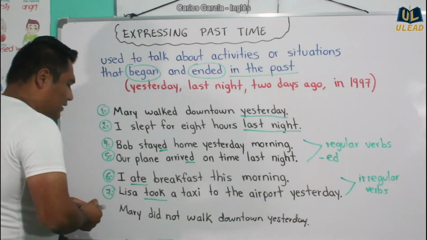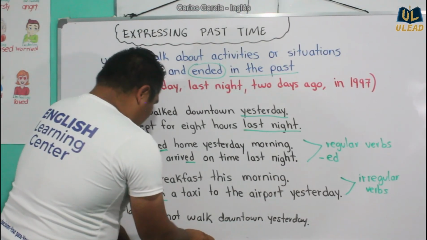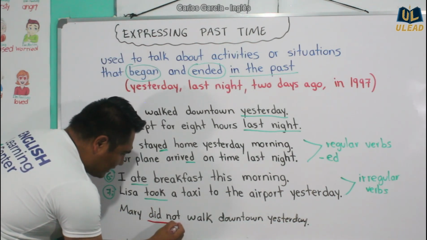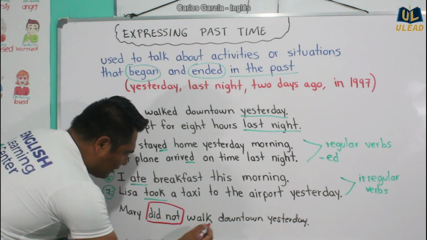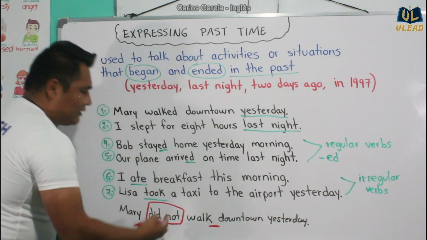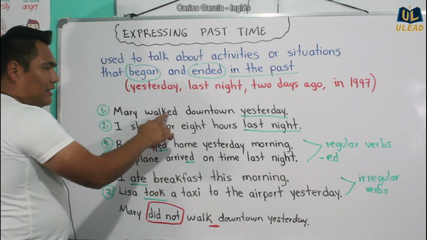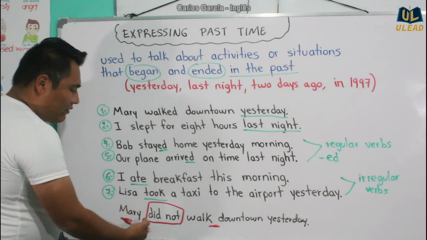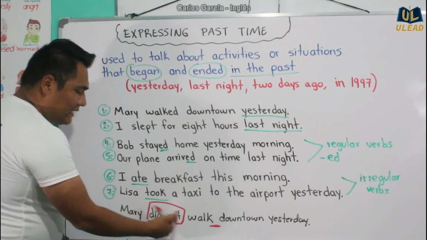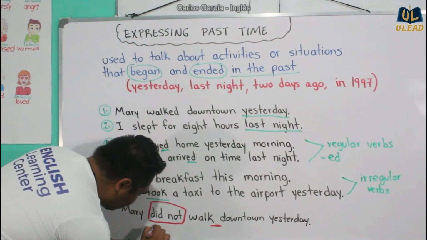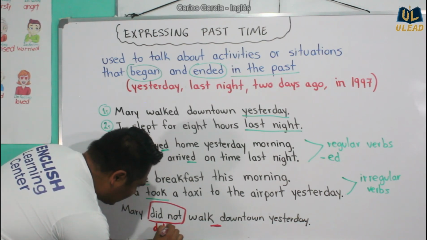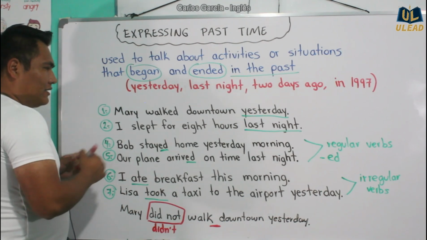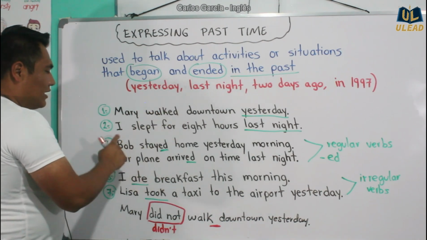Okay, this is a negative statement. And here you need to see that I am using did not. And the verb here did not change. It doesn't need ed because we already have did. Okay? Mary did not walk, or Mary didn't, if you want to use the contraction. Didn't walk downtown yesterday.